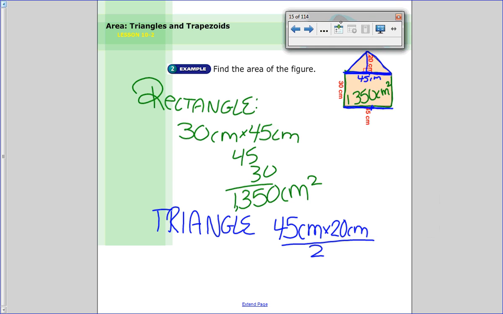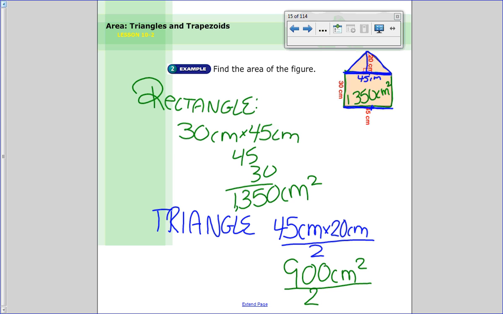I'm trying to move that box out of the way. There we go. So 45 times 20 is 900 centimeters squared, divided by 2 is 450 centimeters squared. So now I know what each piece is.